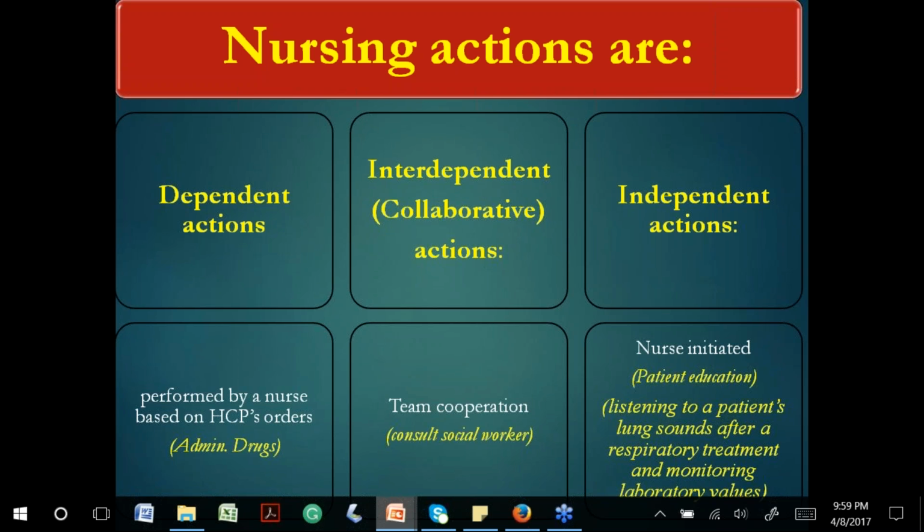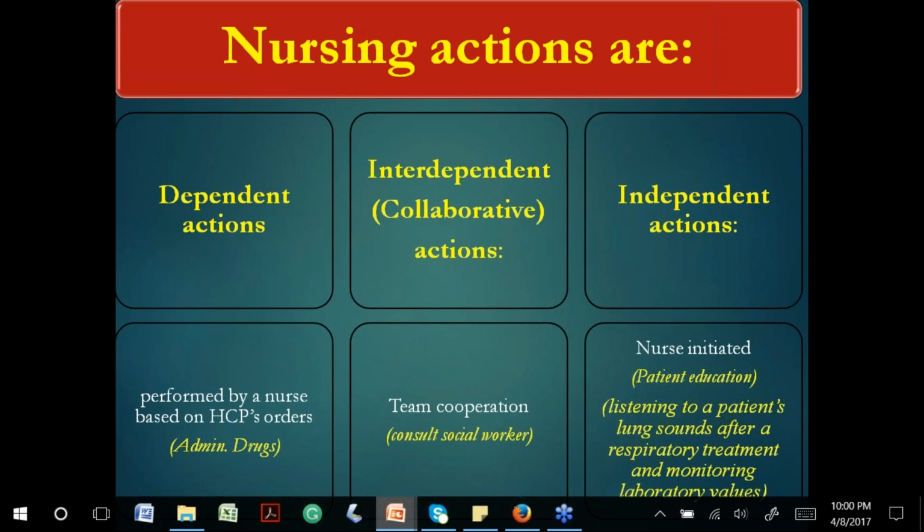We're talking about nursing actions. So we have dependent actions, independent actions, and the other name is collaborative actions. So dependent actions, dependent. You depend on what? On an order. Which order? From the physician to give drugs, the medication. So drug administration is a dependent order because you depend on the prescription.